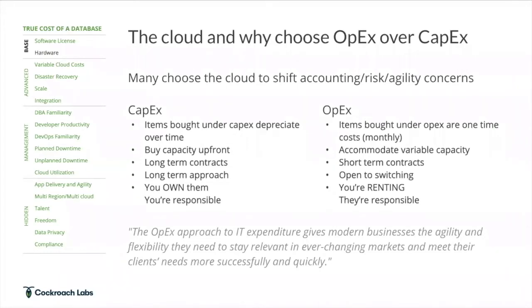With CapEx, you just have to buy as much as you want to go up front, right? And so OpEx, operating expenditures, gives people a way to mitigate risk and become more agile. To me, this is what's driving this entire movement to the cloud and everything that we're doing. So this OpEx over CapEx thing, I think, is a really interesting conversation.